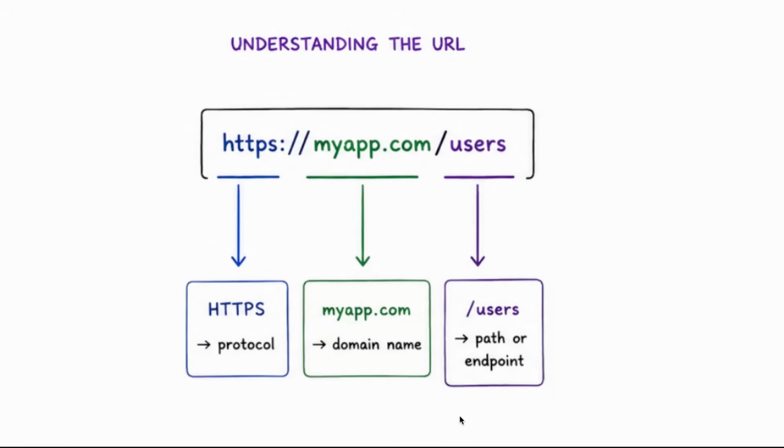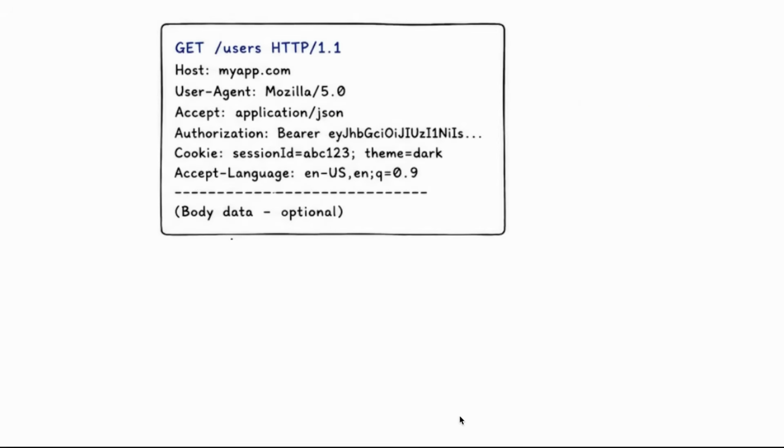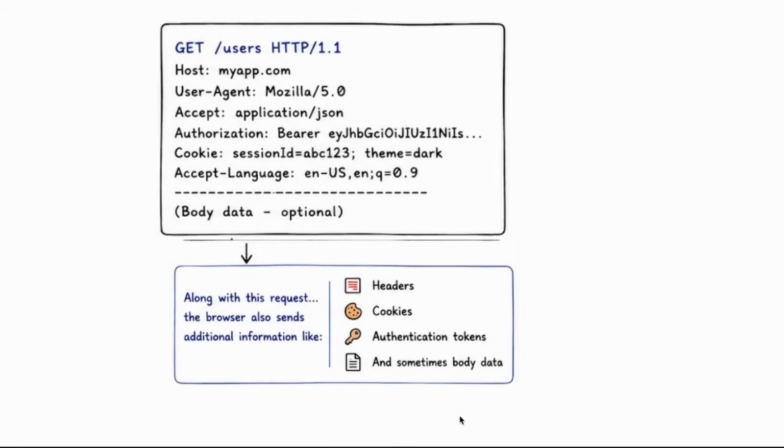Now, the moment you press enter or the front end triggers the API call, the browser creates something called an HTTP request. Along with this request, the browser also sends additional information like headers, cookies, authentication tokens, and sometimes body data. So basically the request payload.